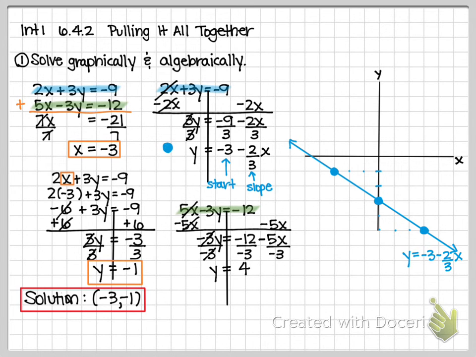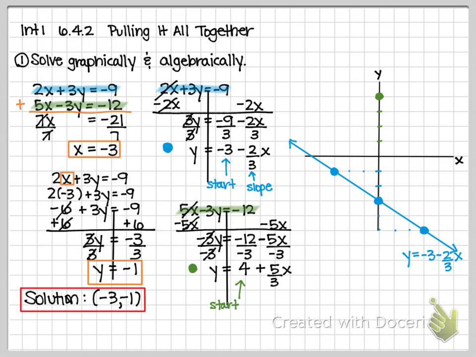-5 divided by -3. Well, there's nothing I could do with the 5 and the 3, but I do know that a negative divided by a negative is a positive. So I'm going to turn it into positive 5/3 x. Okay, here is my green equation. This is the one I'm going to graph. The start is the number that has no variable attached to it. So I'm going to go to my y-axis, and I'm going to go up to 4. And I'm going to plot that point.